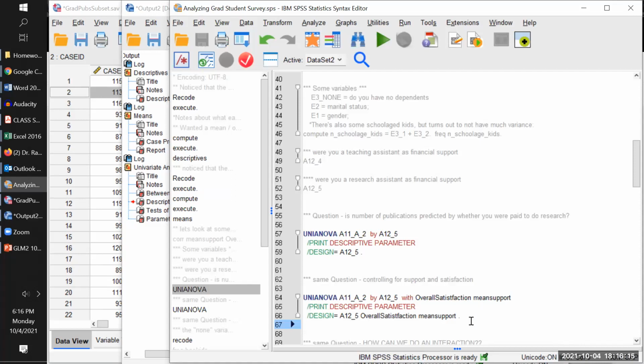If I want to do the same thing, but I want to control for how supported they feel or how satisfied they are, does anybody have a preference? Which would you rather have, satisfied or supported? Nobody wants to pick. I'm picking satisfied. So now I'm going to say is the number of publications predicted by whether you are paid to do research, controlling for satisfaction with the program.